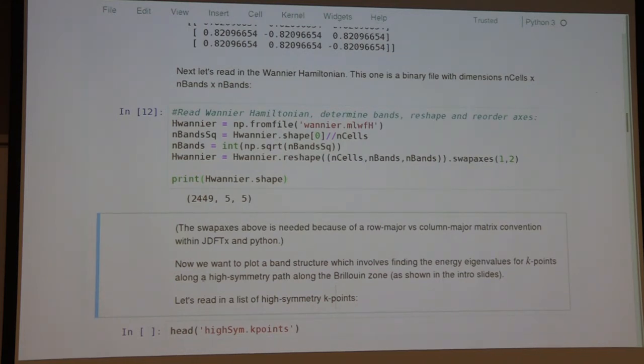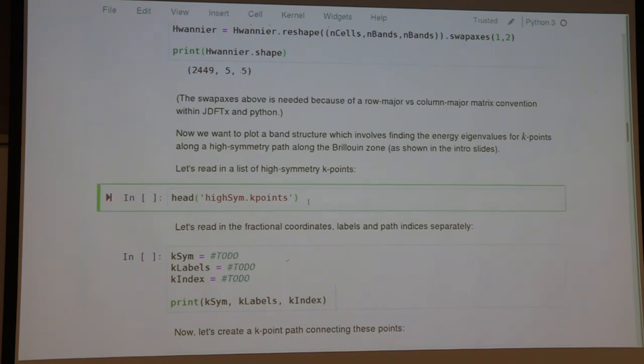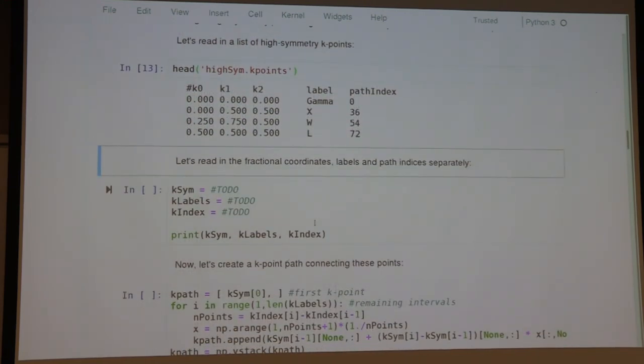Okay, so now for our specific band structure example, we are going to read a K-point path. Let's look at this file that contains the K-points. This is just a list of fractional coordinates, in the basis of reciprocal lattice vectors, telling me those high symmetry K points, and the corresponding labels like gamma, X, W, L, and so on. For making a band structure plot, I have this path index on the right hand side, which tells me roughly how many points I should put between gamma and X when I'm making my plot.